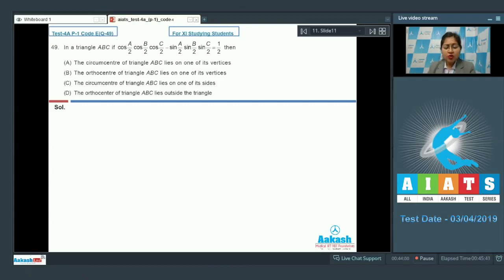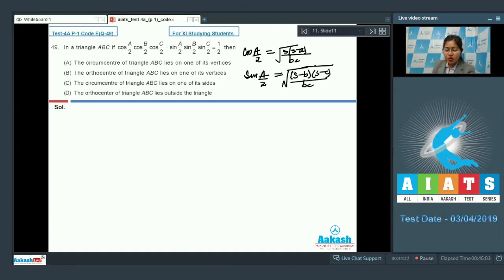See, we already know about the values of cos A by 2 and sin A by 2. That is, cos A by 2 is equal to under root S into S minus A upon BC, and the value of sin A by 2 is equal to under root of S minus B into S minus C upon BC. Similarly, we know the values of cos B by 2, cos C by 2 and sin B by 2 and sin C by 2. So let us put the values here.